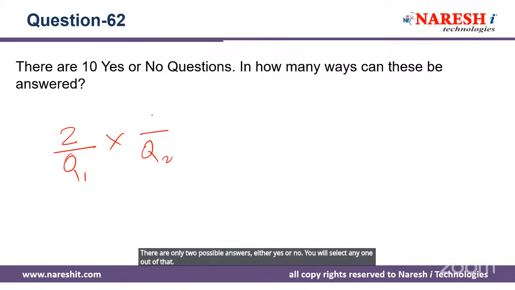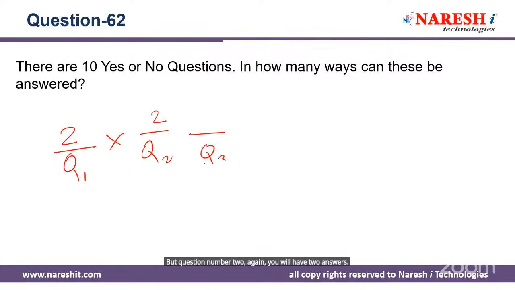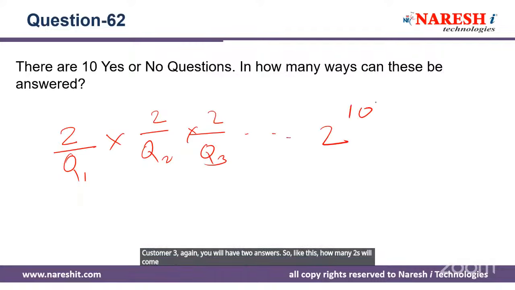For question number 2, again, you will have two answers. Question number 3, again, you will have two answers. So like this, how many twos will come? 10 times, because there are 10 questions. So 2 power 10 will be the answer.